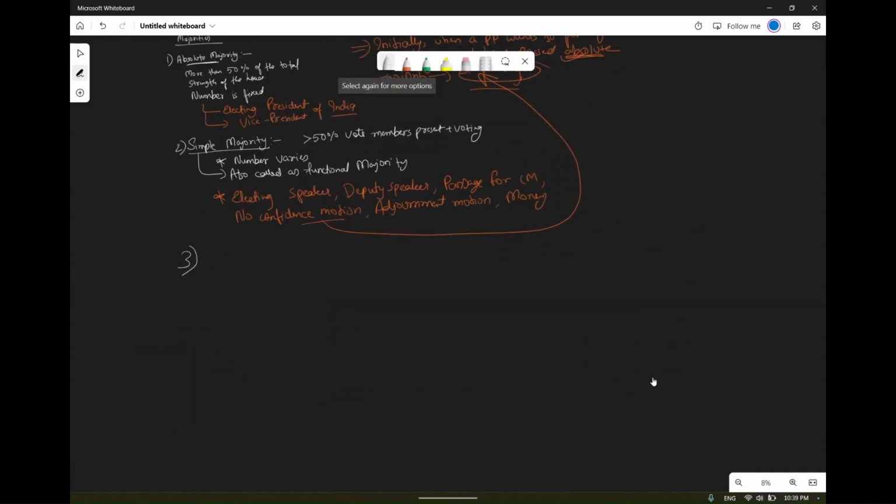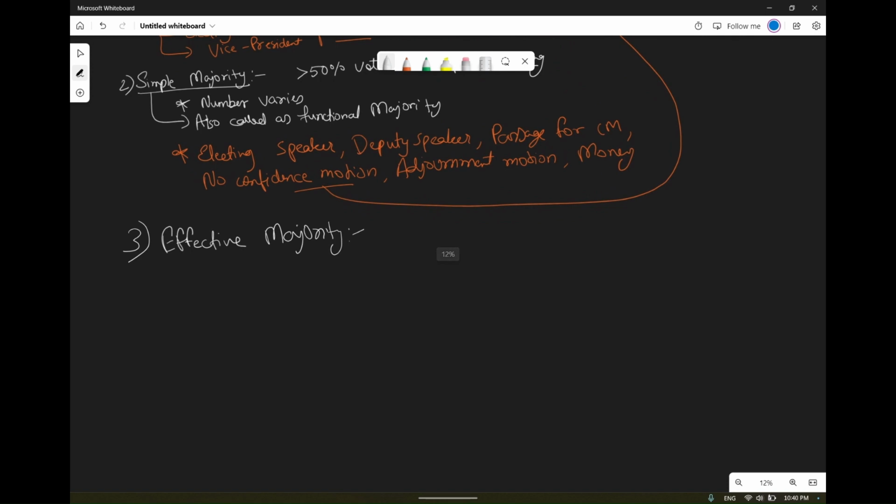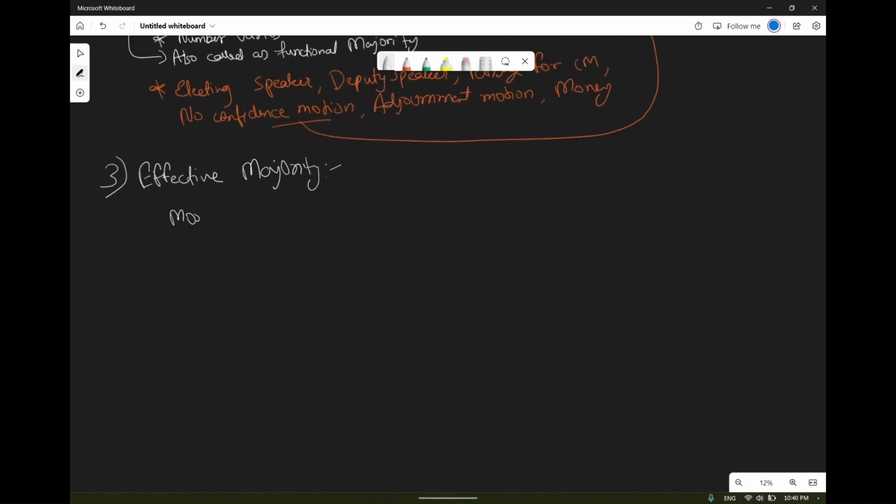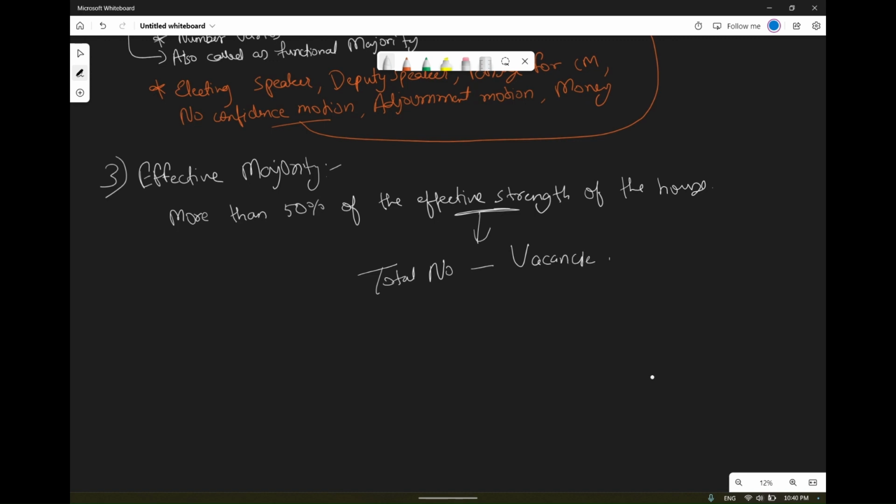Okay, now effective majority. What is this effective majority? In this case, more than 50% of the effective strength of the house. Okay, what does effective strength mean? Effective strength will be your total number minus vacancies. Okay, total number minus vacancies.